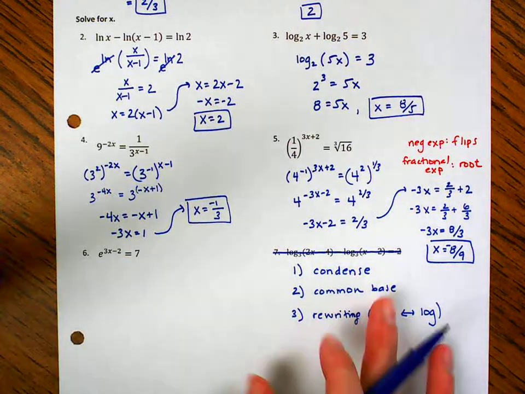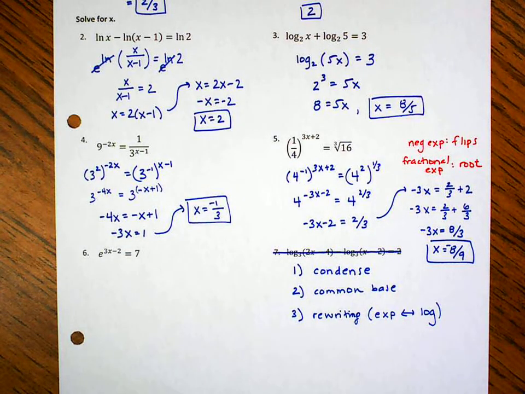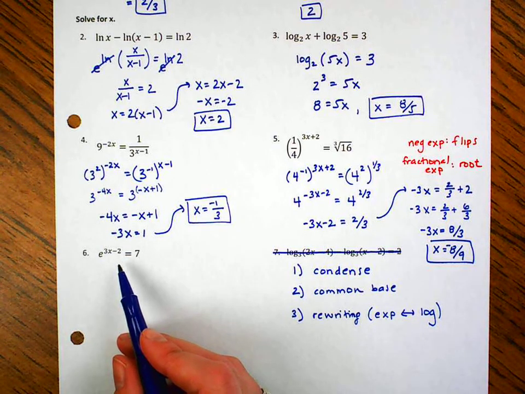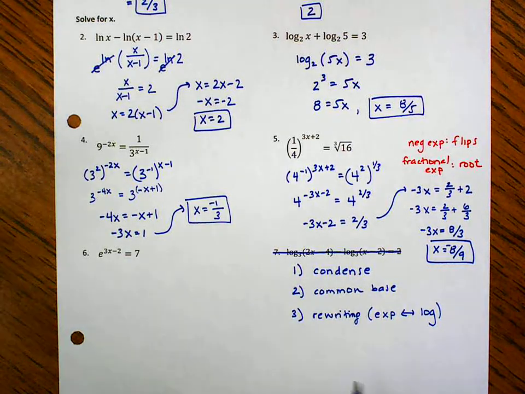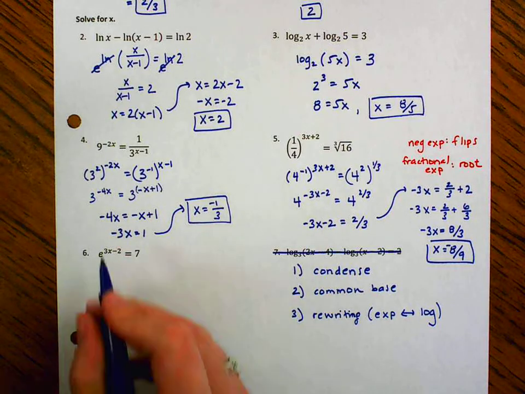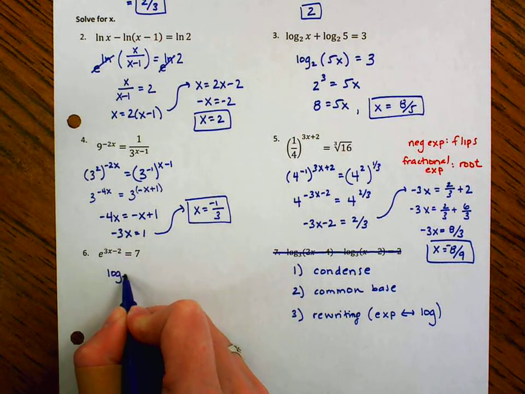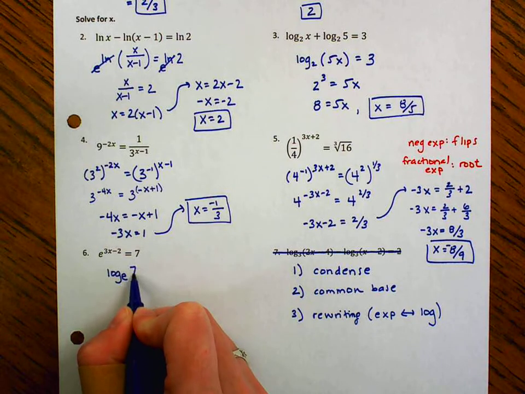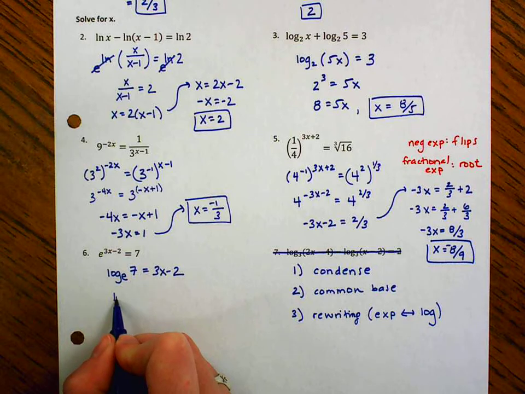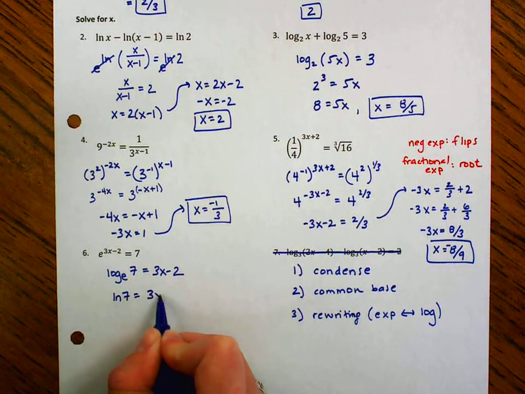Okay? So we said when we solve for x, especially when we're doing logarithmic exponentials, so far we've either condensed or found a common base. Well, if I look at number 6, you'll notice there's no logs to condense. There's really no logs at all. So the best thing to do if you get stuck is to rewrite this. So I'm going to rewrite this as a log because it's an exponential. Remember, the base stays the same, so I have log base e of 7 equals 3x minus 2. Well, log base e is the same thing as ln, so it's better just to write it like that.